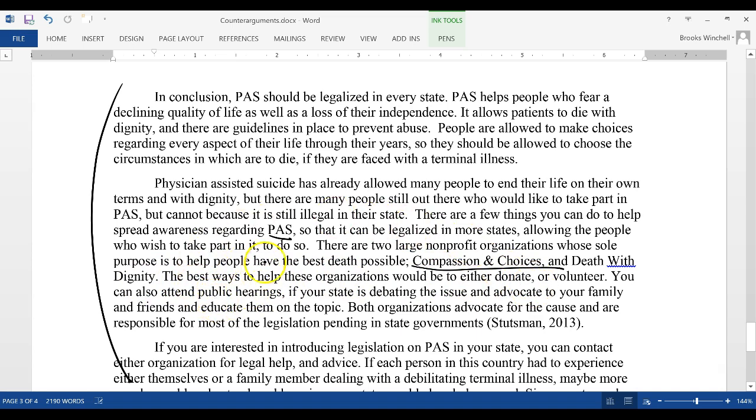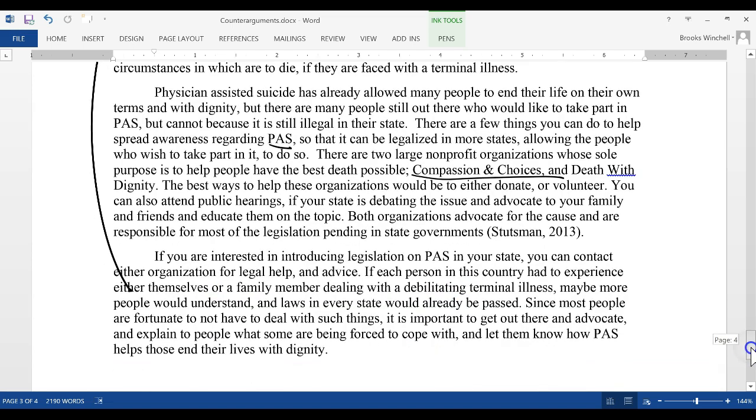You could also attend public hearings if your state is debating the issue, and advocate to your family and friends and help educate them on the topic. Both organizations advocate for the cause and are responsible for most of the legislation pending in state governments.